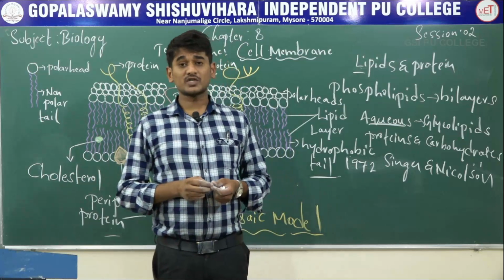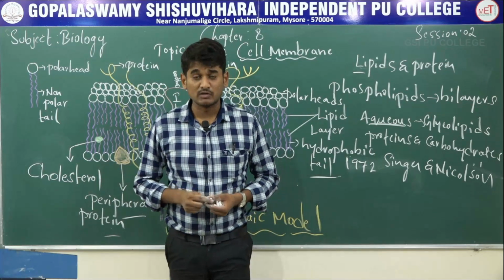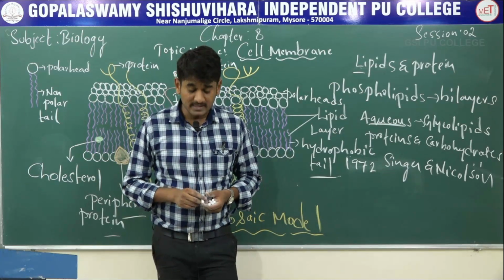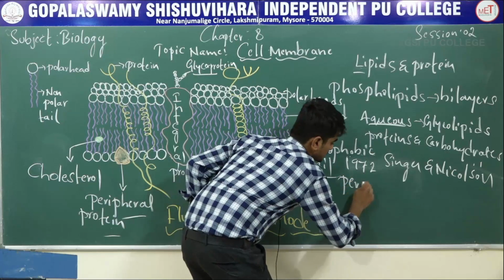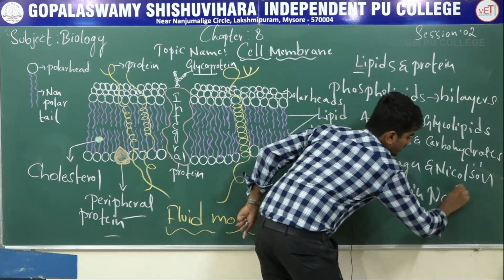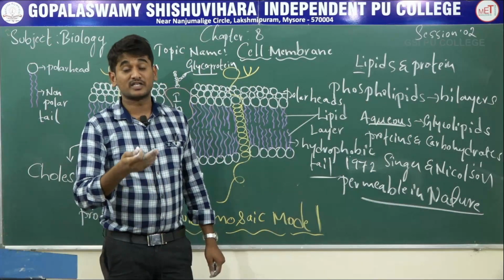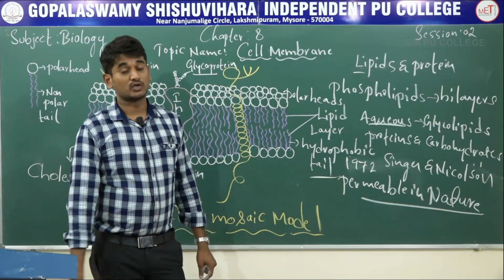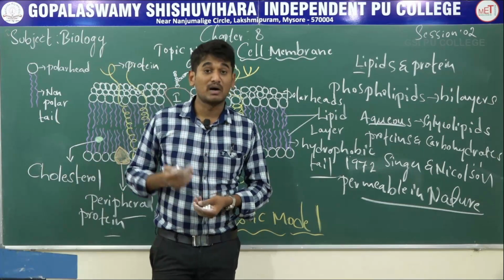One of the most important functions of the plasma membrane is the transfer of molecules across it, which means it is permeable in nature. Permeable in nature means it permits, or allows, the molecules to pass.